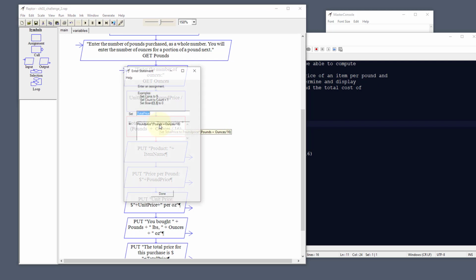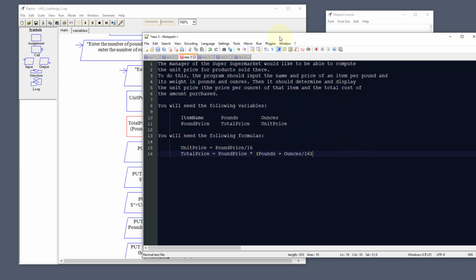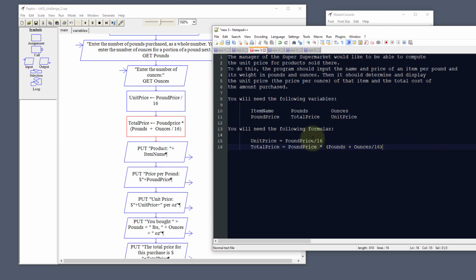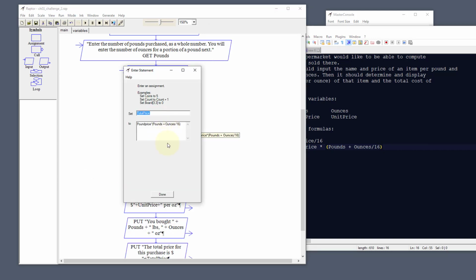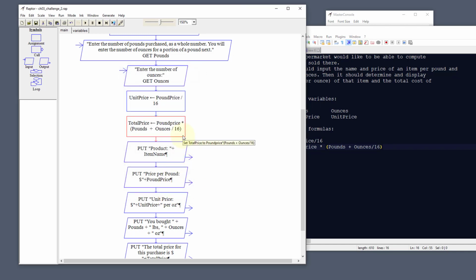And then the next one, and these are also coming from over here on our formulas. See, our unit price is equal to pound price divided by 16. This one is total price equals pound price times pounds plus ounces divided by 16, and that would look like that in the box, in the statement.